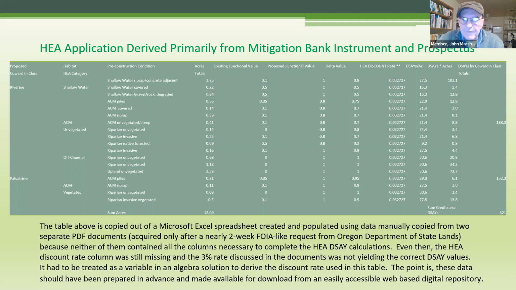And then even after I got all of the documents, things were still missing, and piecing those documents together and manually taking the data from PDF files and putting them into an Excel spreadsheet. Even then, this discount rate was missing, so I had to do some algebra to treat it as a solve variable in an algebra formula to get this discount rate, so I could come up with these correct values that they had given me here. And really the point here is to say that I shouldn't have had to do all that.